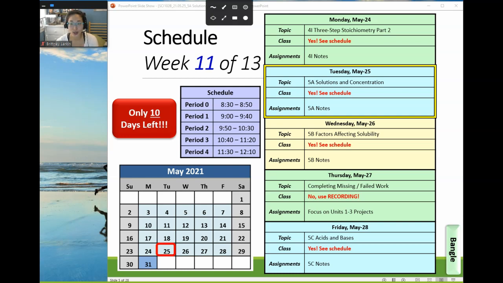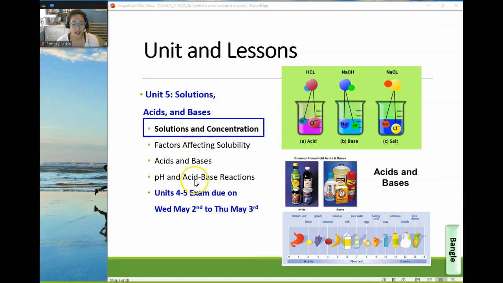So we're going into Unit 5. Unit 5 is super duper short, just taking a look at solutions and concentration, factors affecting solubility. We'll talk about acids and bases, and then wrap up Unit 5. So it's a very short unit.